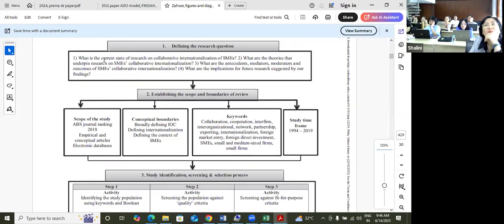Look, there is the objective of the study. This is the objective of the study in the first question. Second, the one diagram that we have already made, the keywords, subject area, study time frame. Next, the screening or selection process.